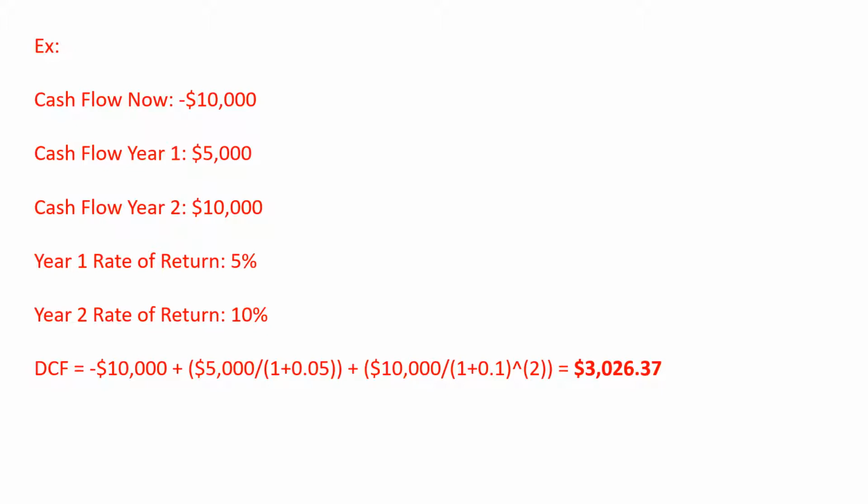And then for period 1, we have to discount the $5,000 that we're bringing in. We have to discount that by the 5% discount rate. So we take 5,000 and divide it by 1 plus 0.05. So 5,000 divided by 1.05. And then we raise the 1 plus 0.05 to the first power, so you don't need to worry about the exponent in year 1. But then in year 2, we have the cash flow of $10,000, and the discount rate is 10%.